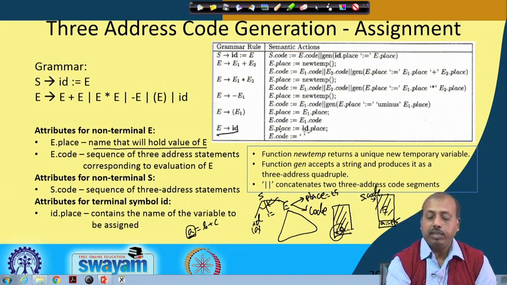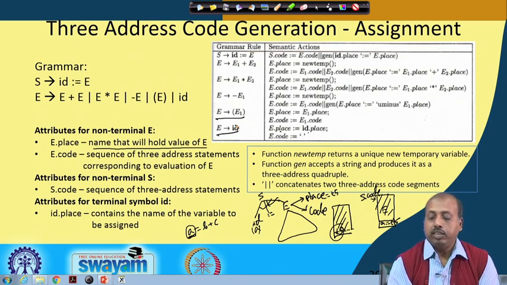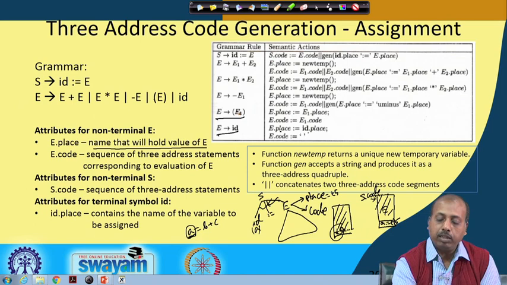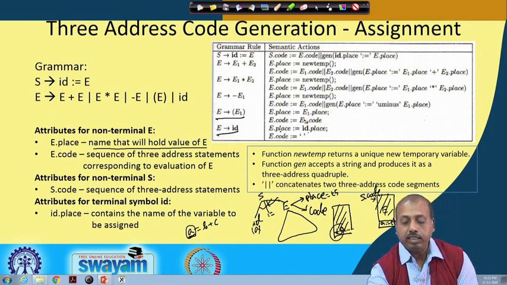Similarly, if you look into the rule E producing within brackets E1, then E dot place equal to E1 dot place, because whatever symbol holds the value of E1 will itself hold the value of E. And E dot code is also equal to E1 dot code. So, that much is fine.